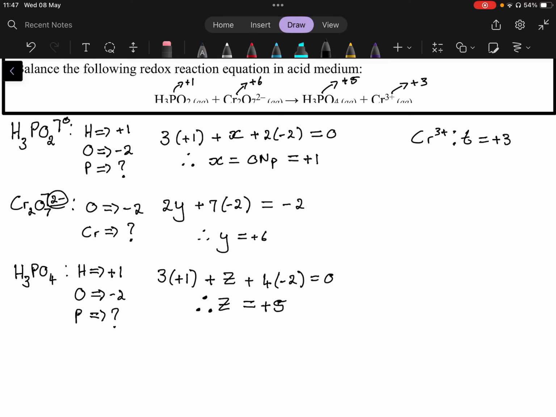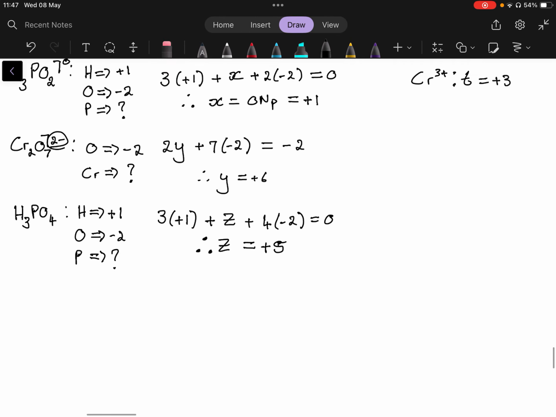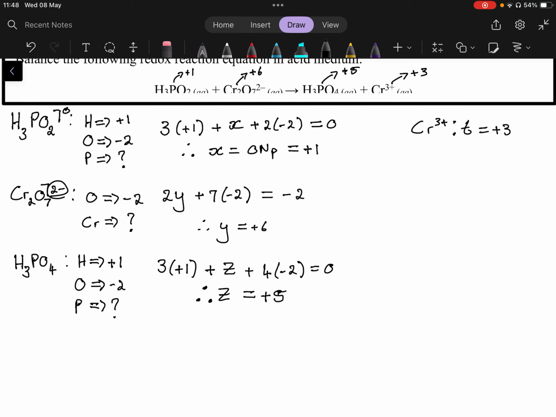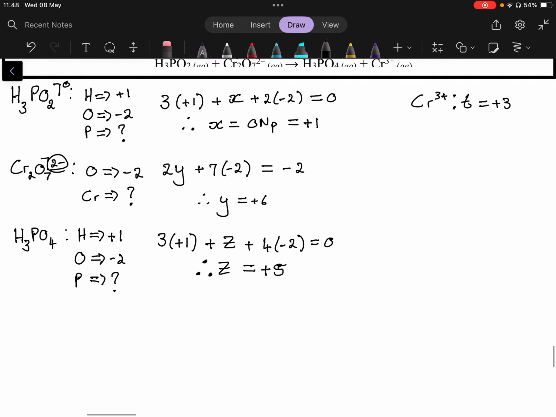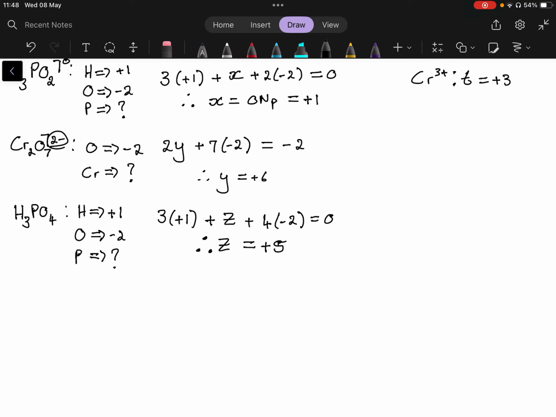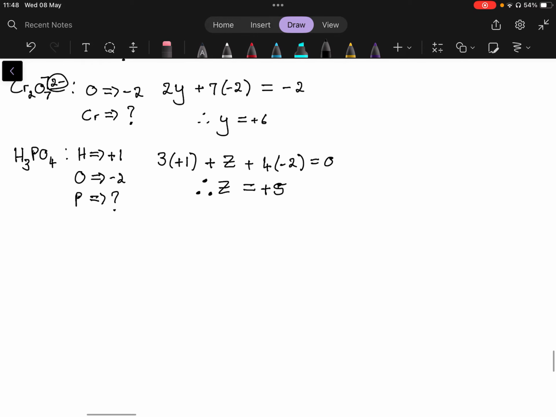Now we need to determine which species is undergoing oxidation and which species is undergoing reduction. The only species whose oxidation number is changing is the phosphorus and the chromium, right? Because you can see the chromium and the phosphorus are the ones that we determined. Hydrogen and oxygen's oxidation states do not change. We take them as given. So we can write therefore the phosphorus and the chromium undergo a change.